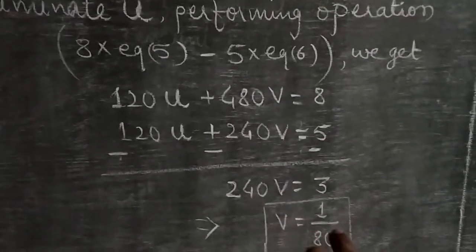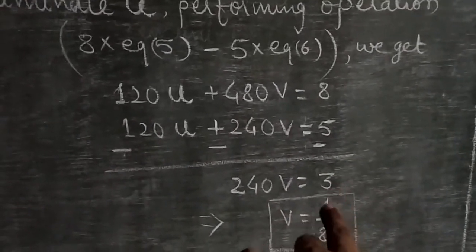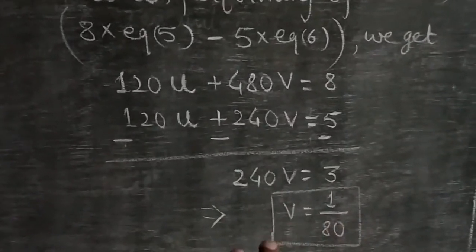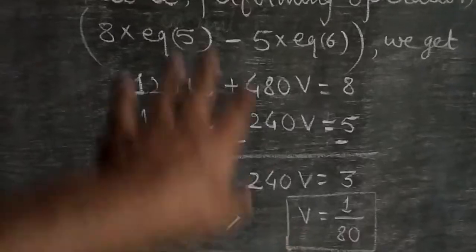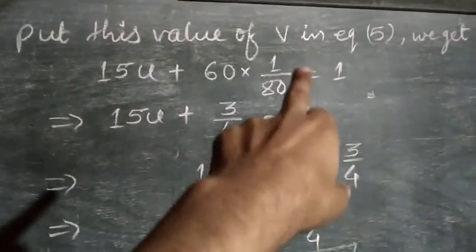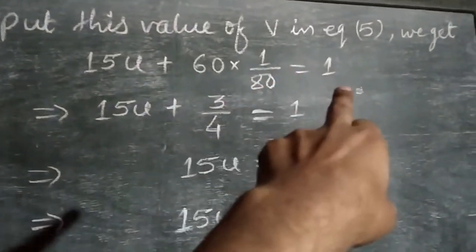On transferring 240 to the right hand side, it will become 3 upon 240. Cancelling them, we will get 1 upon 80. So it is the value of v. Now put this value of v in any of equation 5 or 6. I am putting this value in equation 5: 15u plus 60v. In place of v, we are writing 1 upon 80, equal to 1.